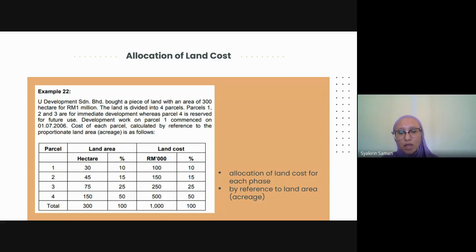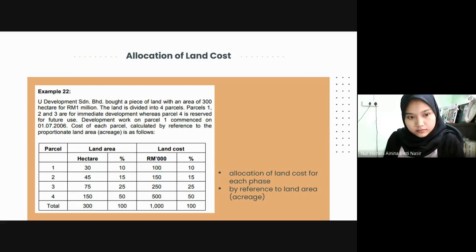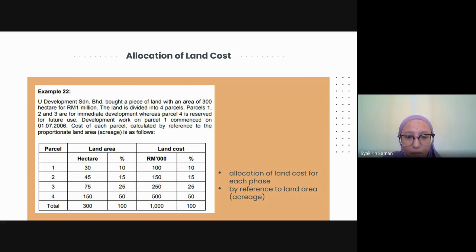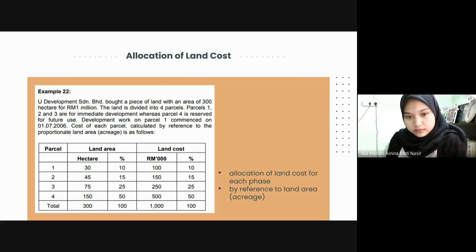So the calculation is the area per parcel divided by total land area times the total land cost, which is 1 million. So for parcel 1, 30 divided by 300 times 1 million. So we can get the land cost for parcel 1 is 100,000 ringgit. Next slide.